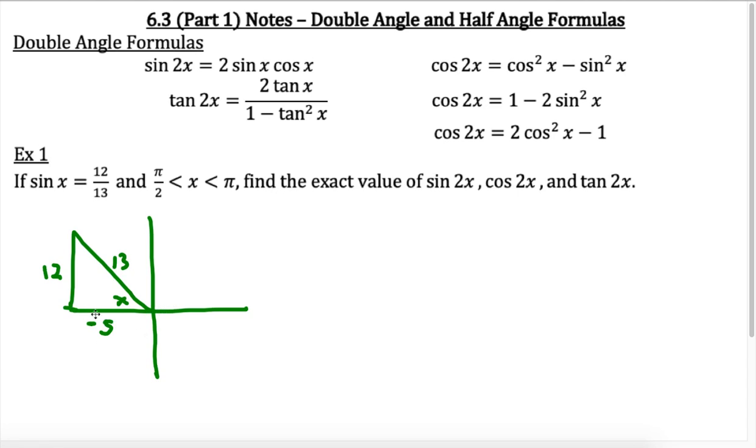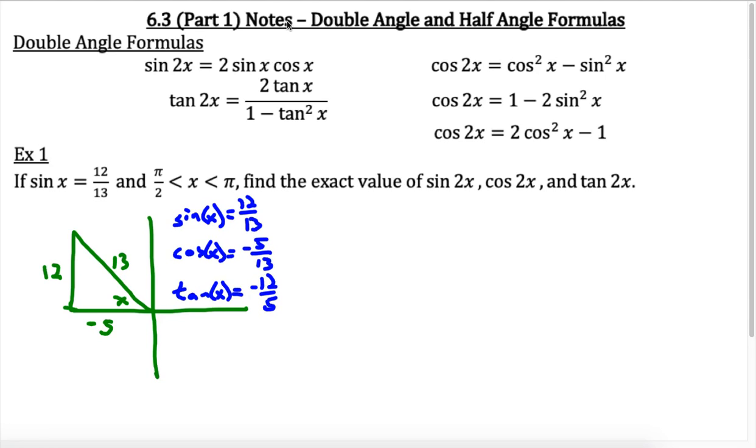So now, just looking at this, I can list out my sine, cosine, and tangent of x, and then use those to find the double angles. So we know that sine was 12 over 13. We can say that cosine is negative 5 over 13. And we can say that tangent is 12 over negative 5.